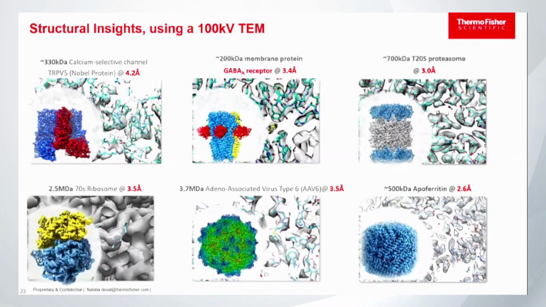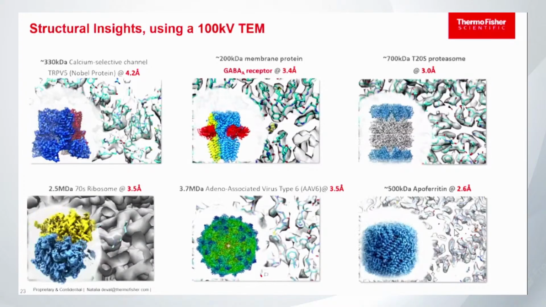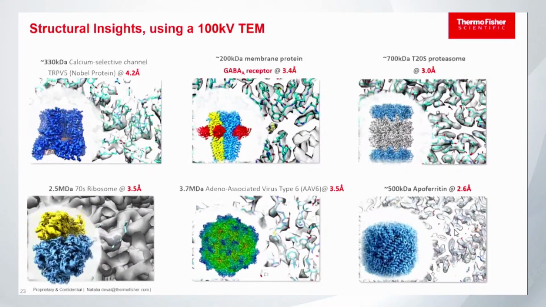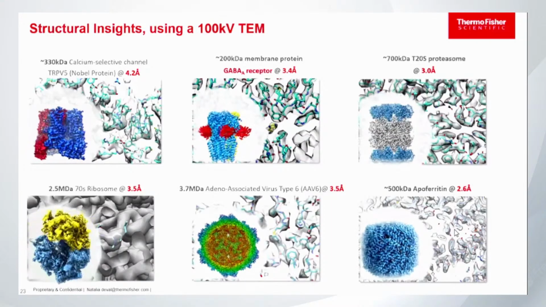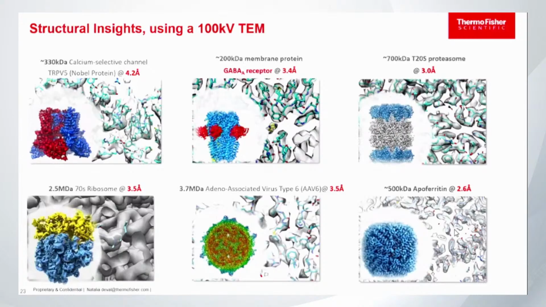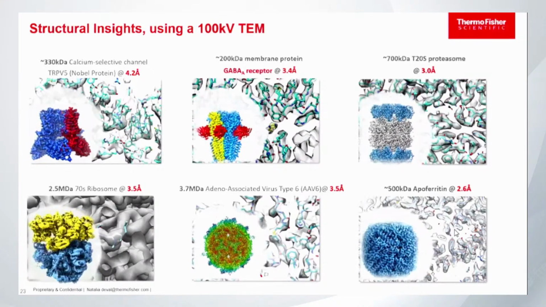So, some examples of the data that you can obtain. We have different instruments. We have the 100 keV transmission electron microscopes, the 200 keV, the 300 keV. So the 100 keV is like a Porsche. Okay, it's already a very good car, but you can get better.